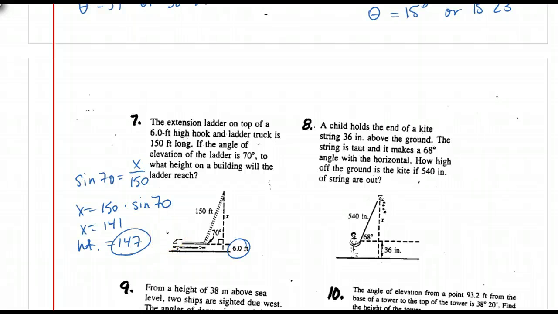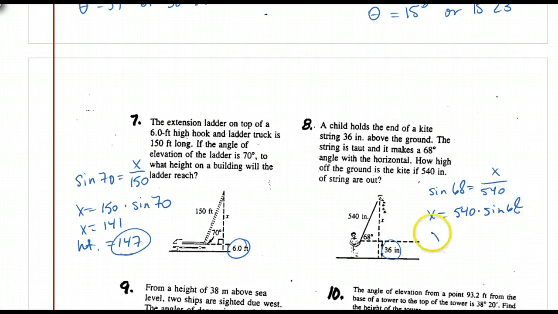Number 8, the child holding on the kite. Again, they're throwing in this kind of height of the way it's holding the kite, I suppose. So to solve for x, we have the sine of 68 is equal to x over 540, which means x equals 540 times sine 68. And so x equals 500.7, I guess, is an answer that makes sense. And that's if you're following the directions in the front.